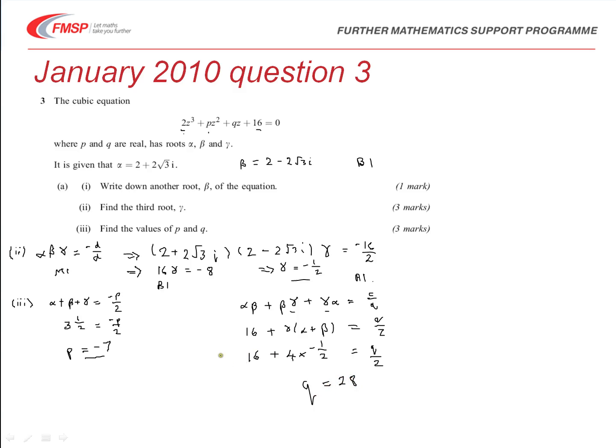Again, 3 marks for that part. We get 1 mark for using the correct statement, like alpha plus beta plus gamma, for the method. We then get 1 mark for working through and getting p as negative 7, and 1 mark for getting q as 28.